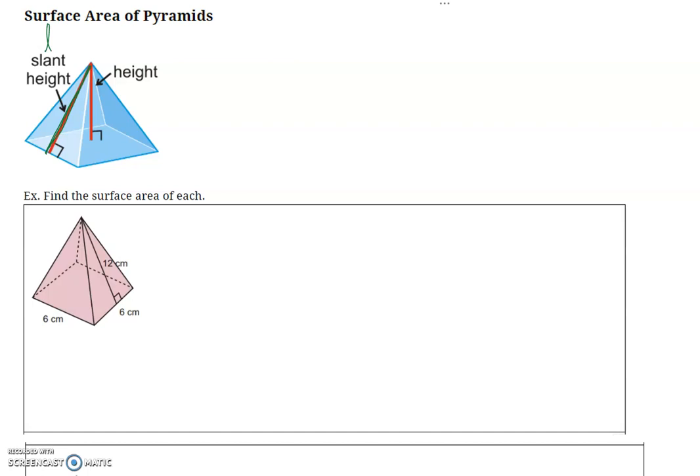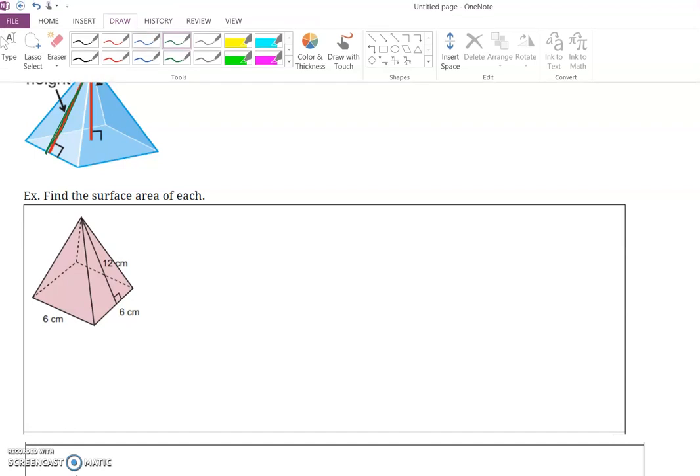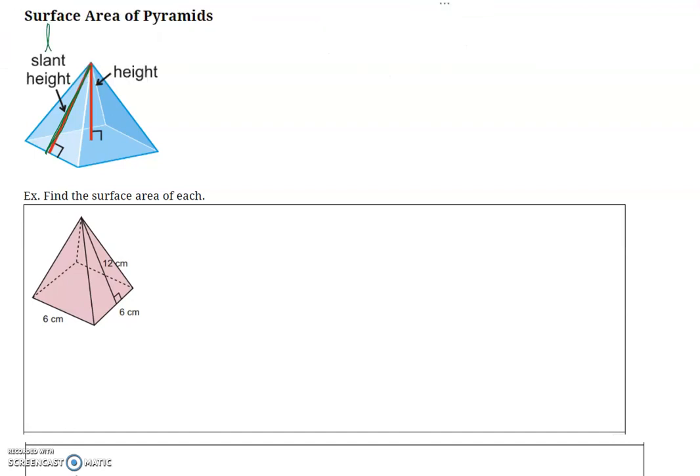Now, I want to differentiate this from the height of the pyramid. The height of the pyramid is actually used for volume. We'll talk about that a little bit later. But notice that it connects the vertex of the pyramid to the center of the polygon that's the base. So it's kind of cutting through that particular pyramid.